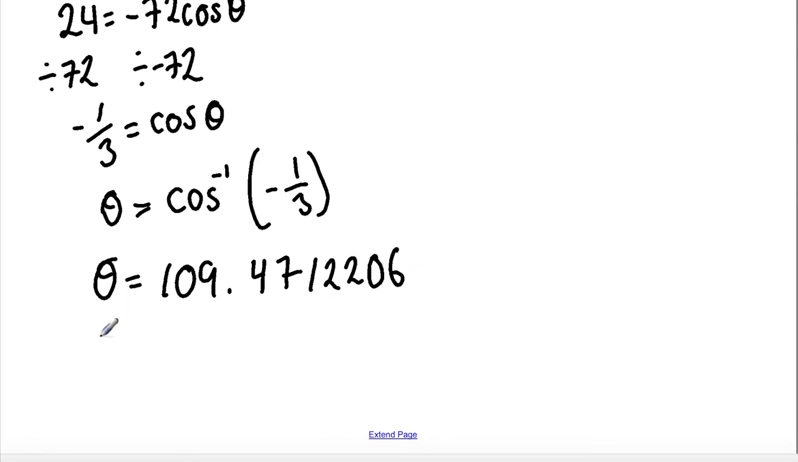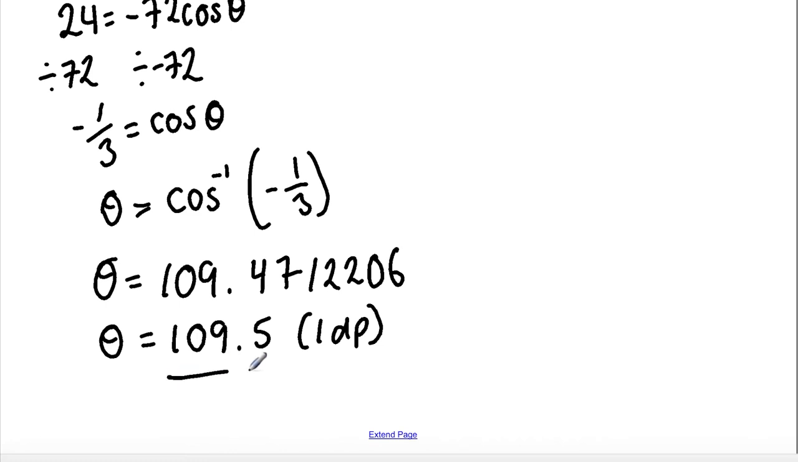109.4712206. Going to round this to one decimal place, which is 109.5 to 1 dp. And that's your final answer.